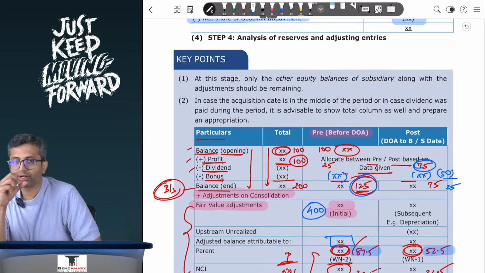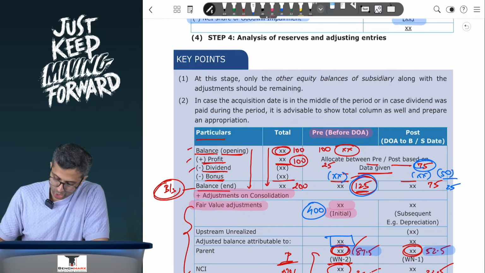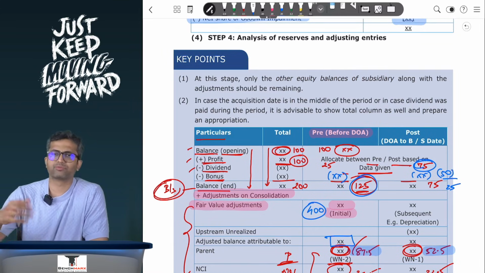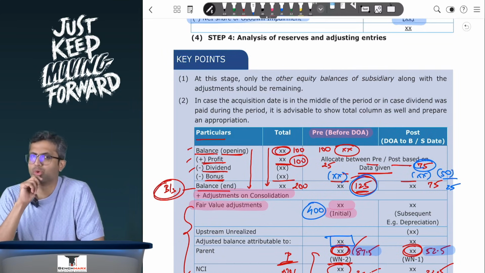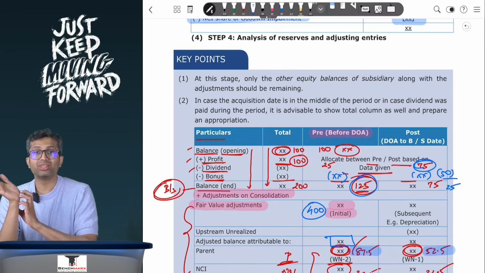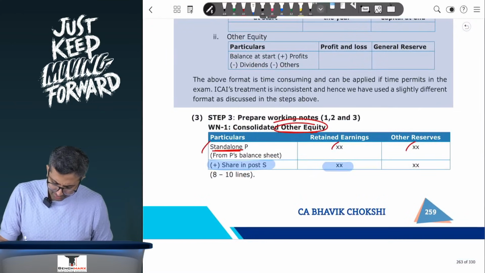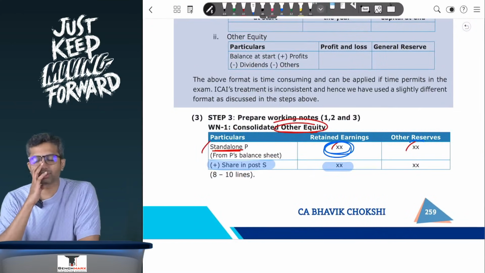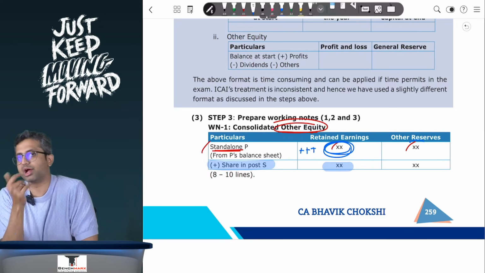Your profit is falling by 25. Now, 70% of 25 will go to the parent, 30% of 25 will go to the NCI. So, what is going to the parent is relatively lower. However, when the parent prepares its standalone profit and loss, when the subsidiary has distributed dividend, 75% of that 50 would have already been received by the parent, and hence your standalone P&L is already higher.